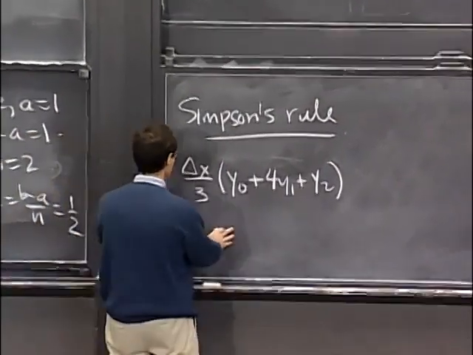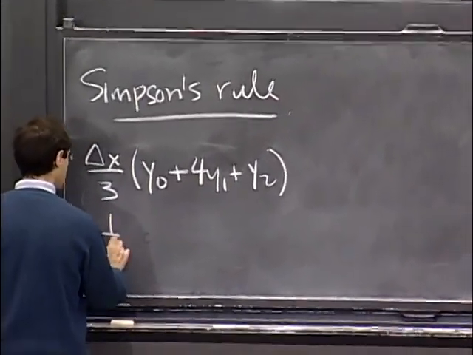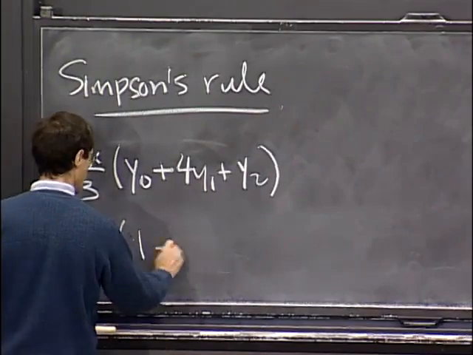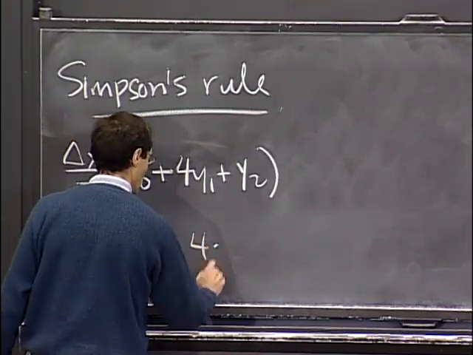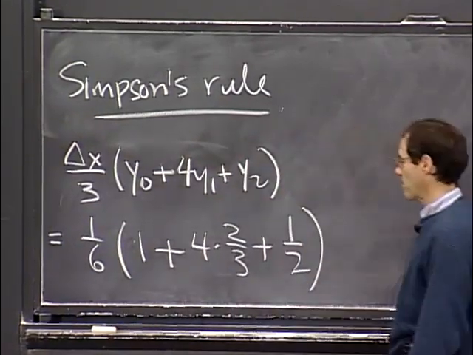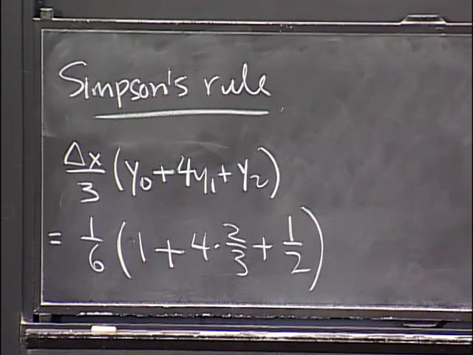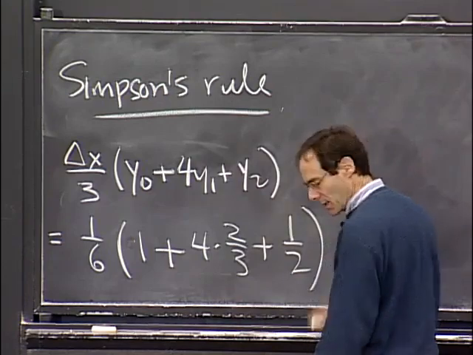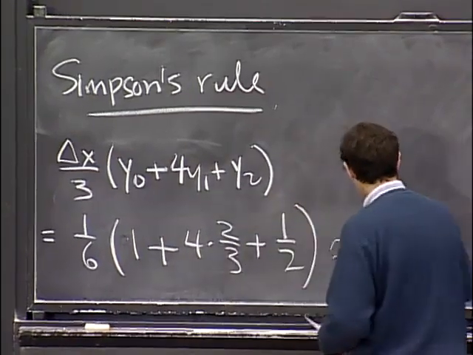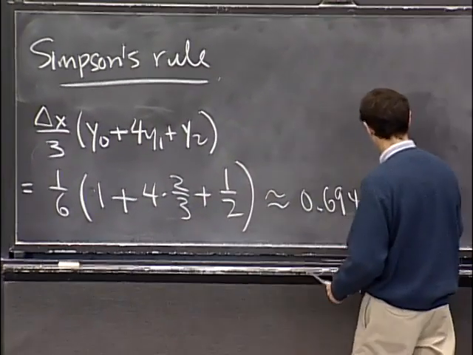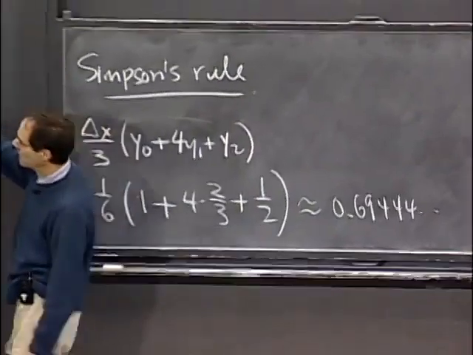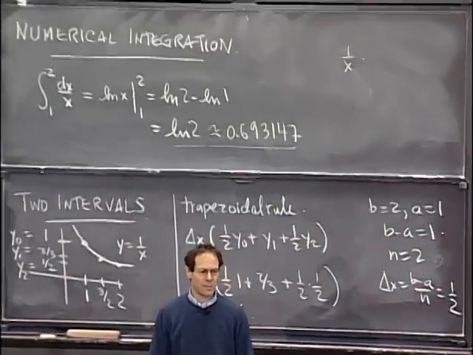And if I just plug in the numbers now, what I get is a sixth, because delta x is a half again. And the value for y0 was 1. And the value for y1 was 2/3. And the value for y2 was a half. So here's the estimate in this case. And this one I did carry out carefully. And it came out to 0.69444. All right? Which is actually pretty impressive if you think about it, given what the logarithm is.